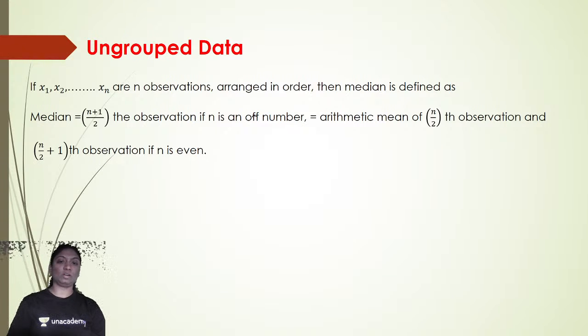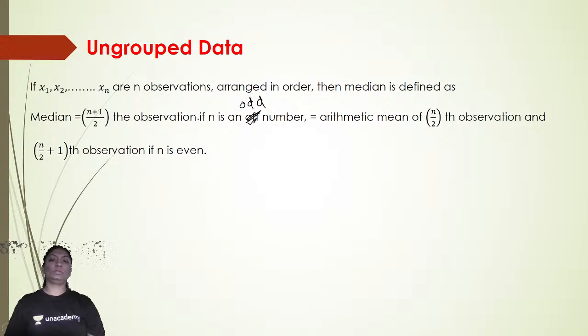If n is an odd number, the median is the (n+1)/2th observation. And if n is even, it is the arithmetic mean of the n/2th observation and the (n/2 + 1)th observation. Okay, अगर यहाँ पे n odd है, तो अरिथमेटिक मीन आएगा क्या? n plus 1 by 2th observation.